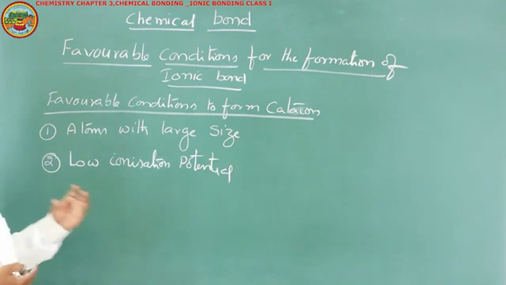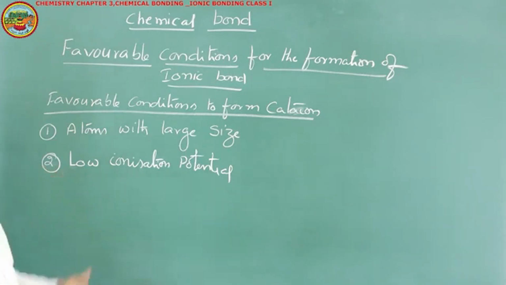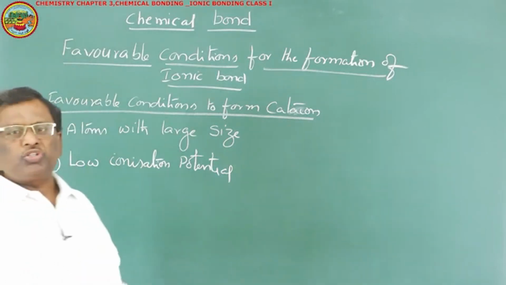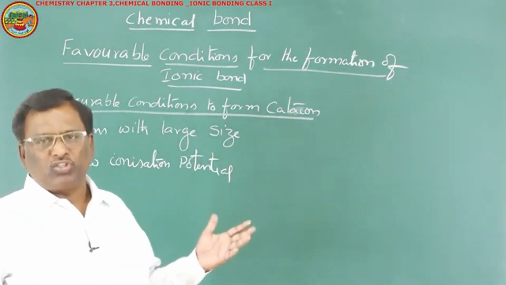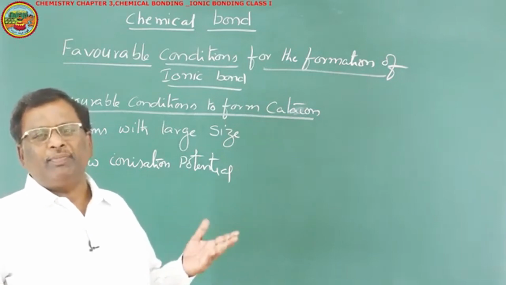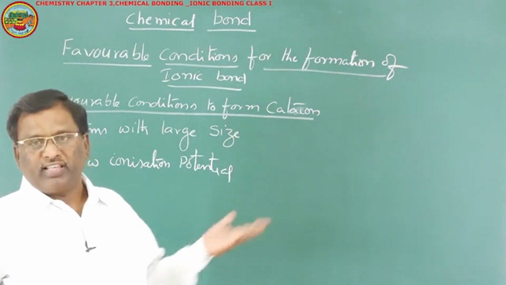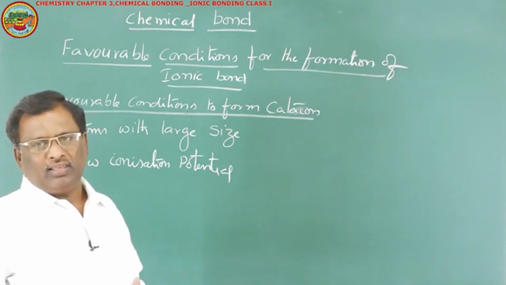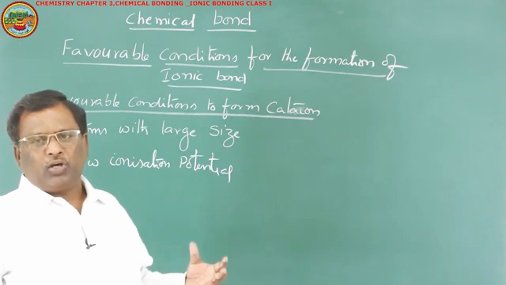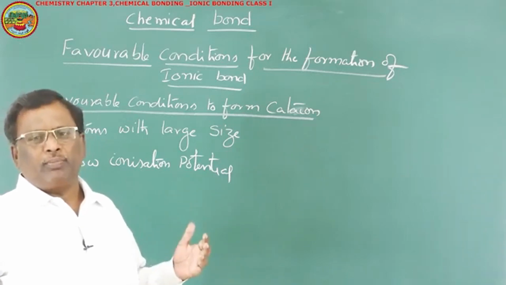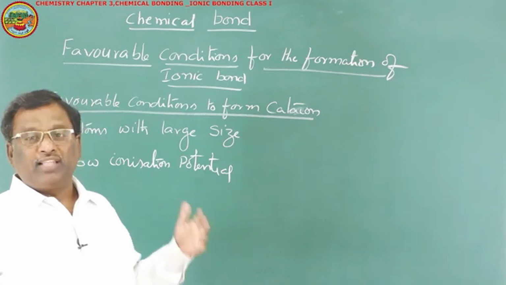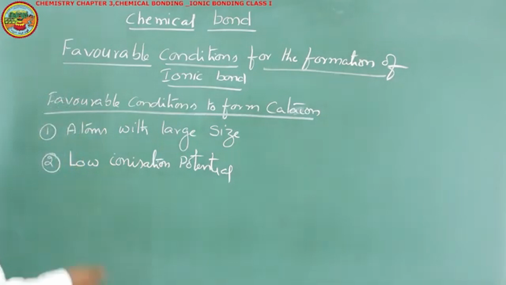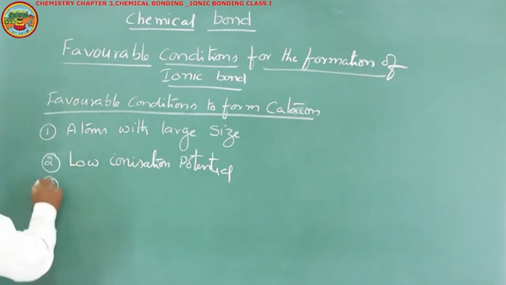Similarly, less positive cations can easily be formed compared to more positive cations. That means a unipositive ion can easily be formed than a dipositive, and a dipositive ion can easily be formed than a tripositive. For example, if you take Na+, Mg2+, Al3+, the less positive sodium ion can easily be formed than magnesium or aluminium.